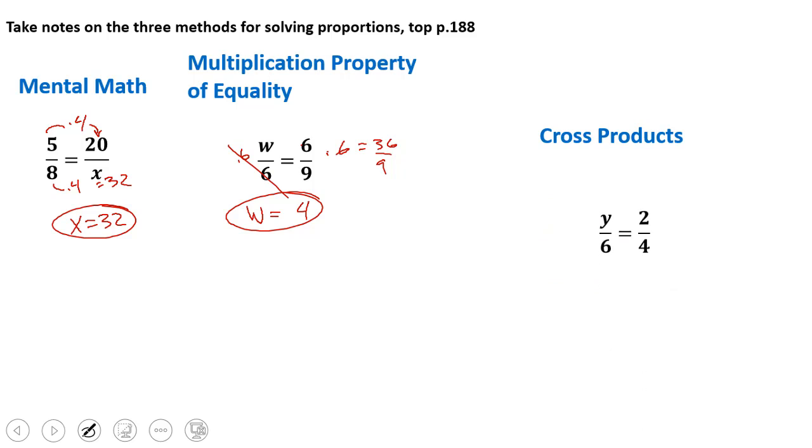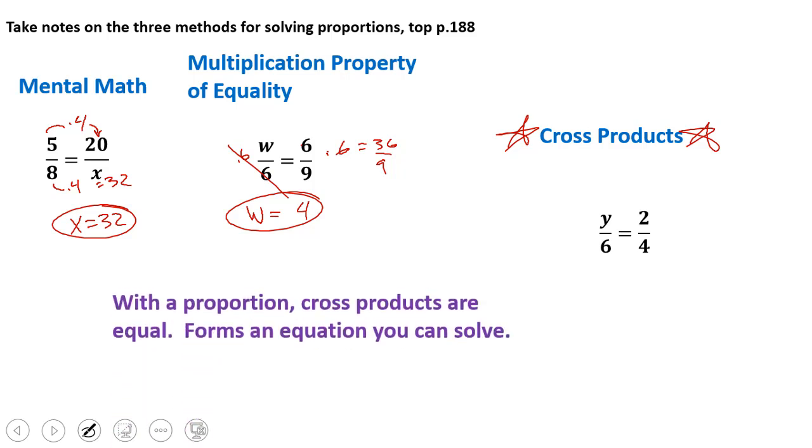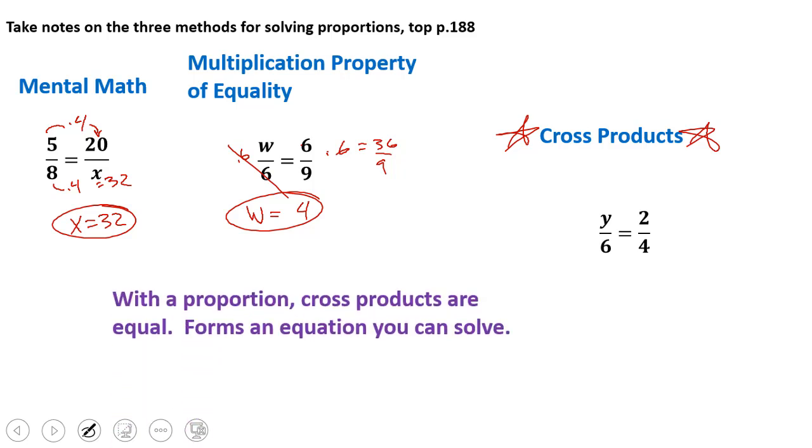And then we have, of course, the star of the show, cross products. This is the go-to. It's the one you really want. It's the one you're going to use the most because not everything is going to be laid out so easy as it was in the first 2 methods. So, ladies and gentlemen, when you have a proportion, cross products are equal. We know that because we talked about how to make a proportion using cross products to prove that they are a proportion. So when you write it now, it will form an equation that we can solve.